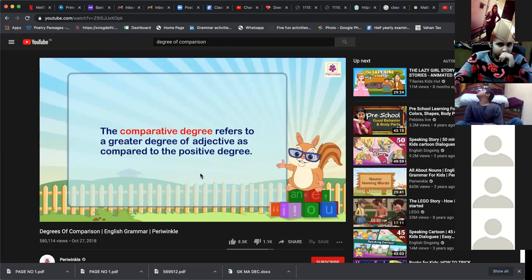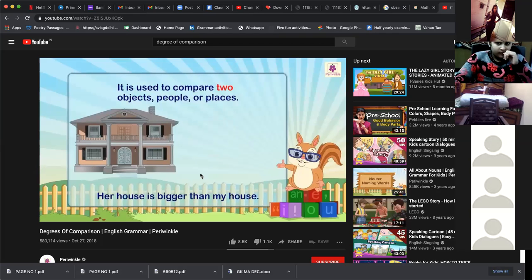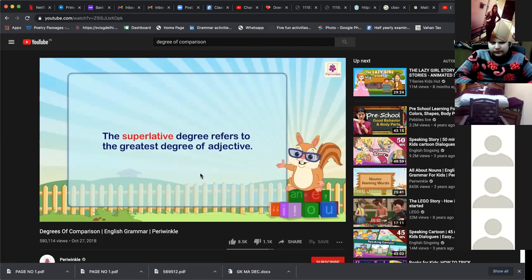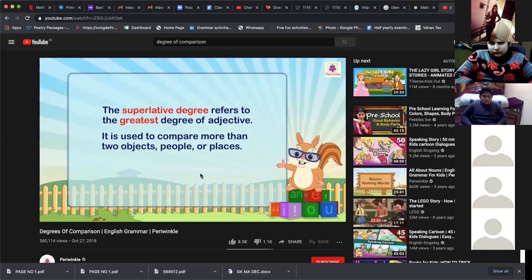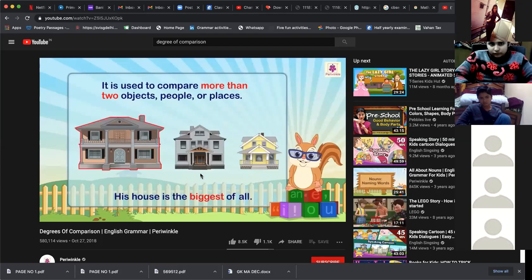The comparative degree refers to a greater degree of the adjective as compared to the positive degree. It is used to compare two objects, people, or places. For example, her house is bigger than my house. The superlative degree refers to the greatest degree of the adjective. It is used to compare more than two objects, people, or places. For example, his house is the biggest of all.